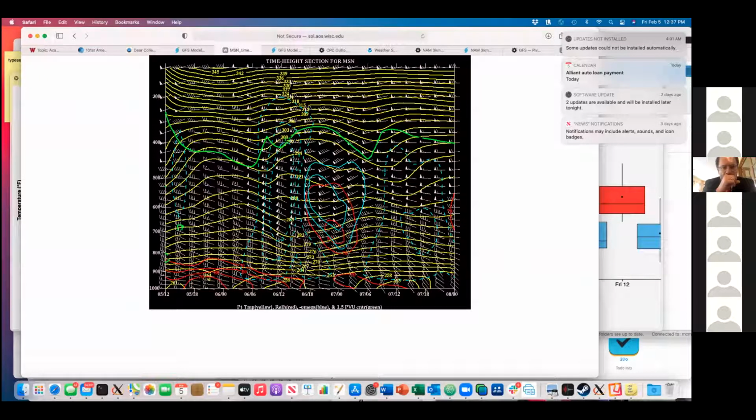Green contour is the dynamical tropopause in this cross section or time height section. Yellow contours are potential temperature. And then we have the winds at various levels in the atmosphere, so you can see how their direction and speed changes with height. So you can get a sense of the thermal wind. And also from that, to the extent that the winds could be assumed to be nearly geostrophic, you can get some inferences about the temperature advection in various layers.